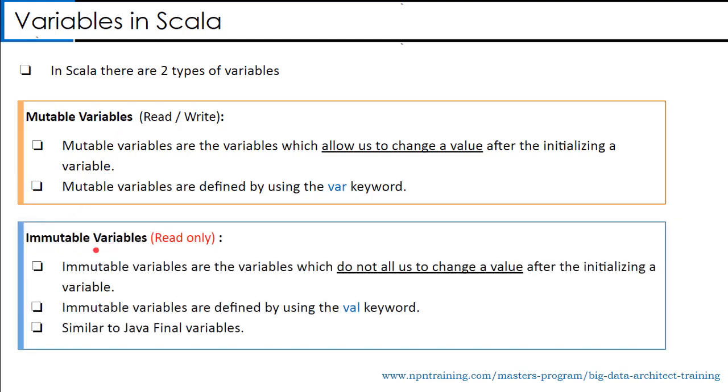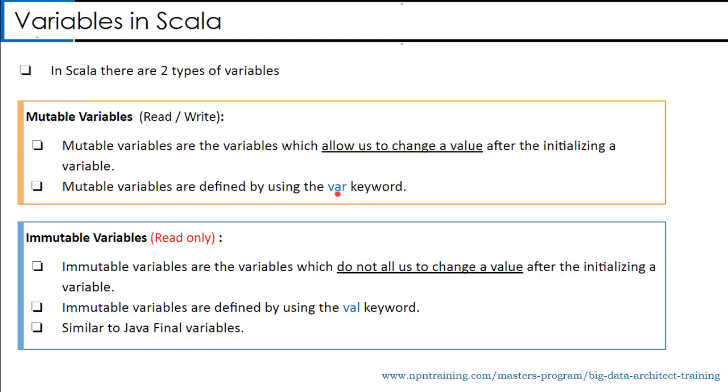Mutable variables. Mutable variables are the variables which allow us to change a value even after initializing a variable. If we want to define a mutable variable, we define by using var keyword.